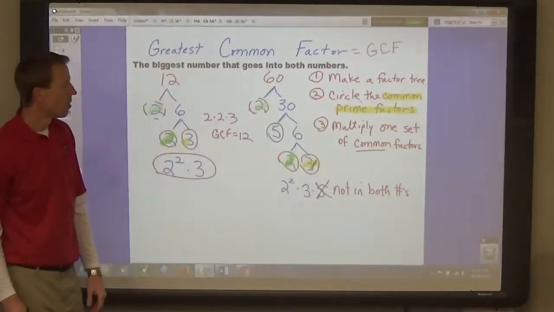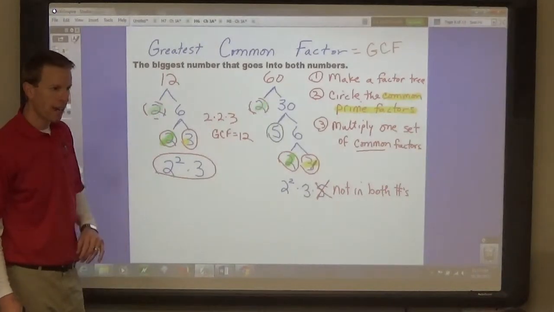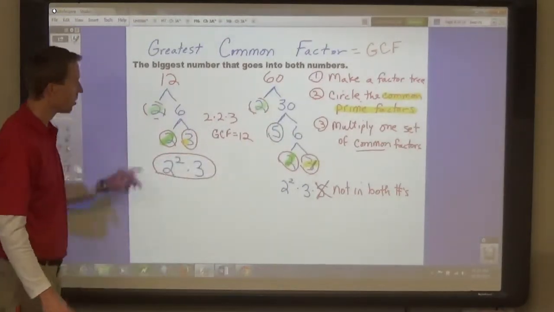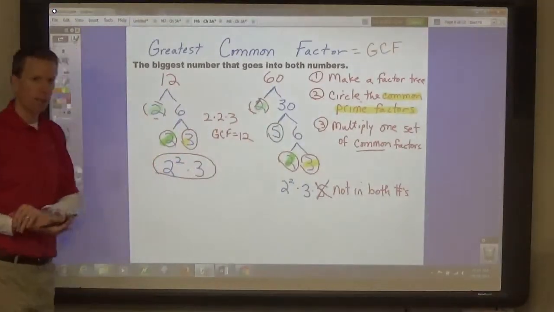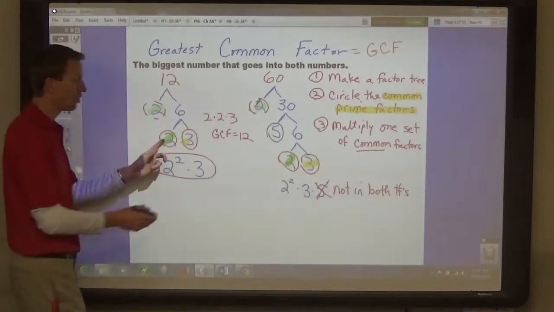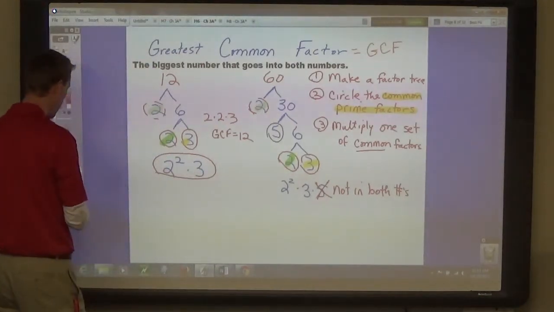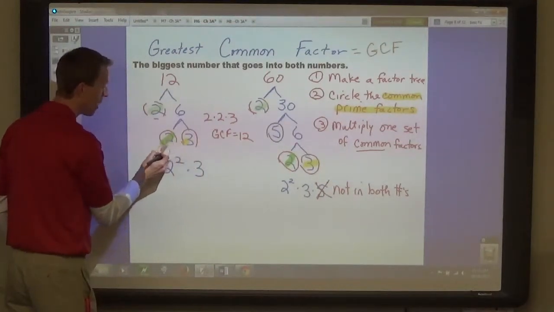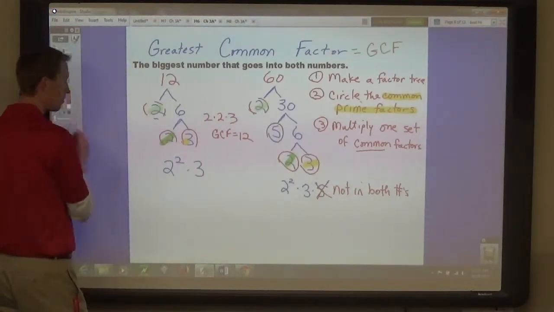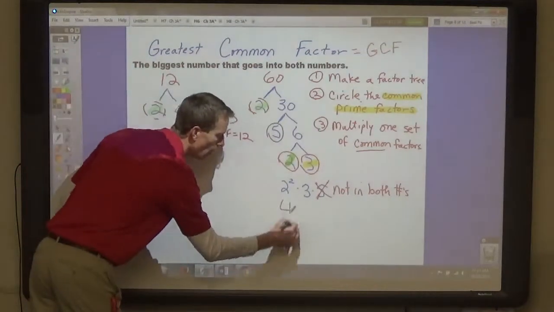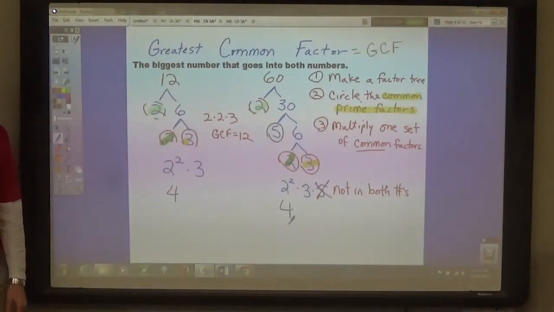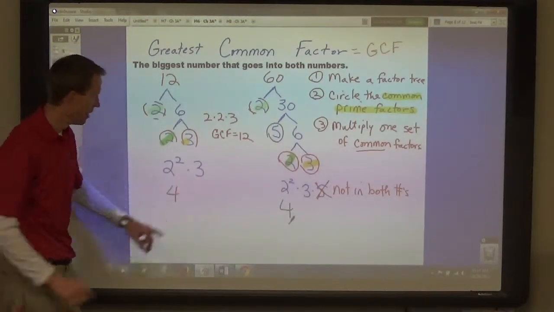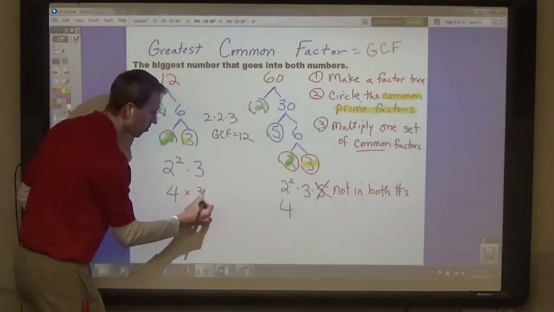Then, the common factors are the ones that are in both numbers. So there's a 2 in both numbers. There's another 2 in both numbers. So 2 squared is a common factor, isn't it? What is 2 squared? 4. So 4 is a common factor, isn't it? Yep. Is 3 a common factor? Yes. So 4 times 3.